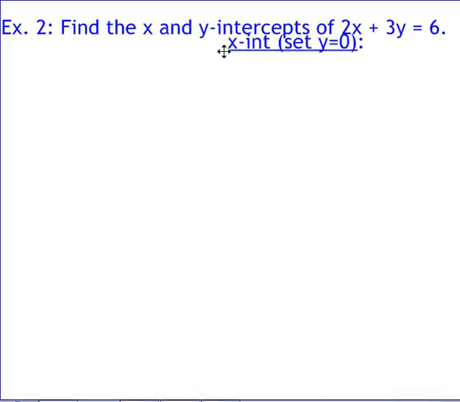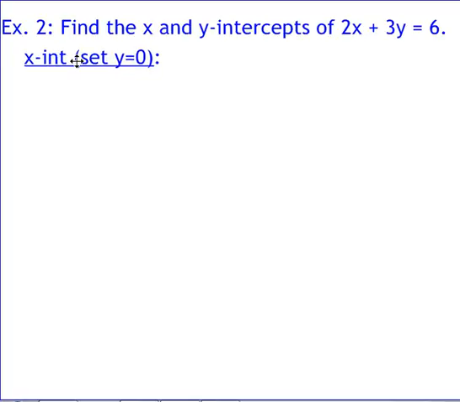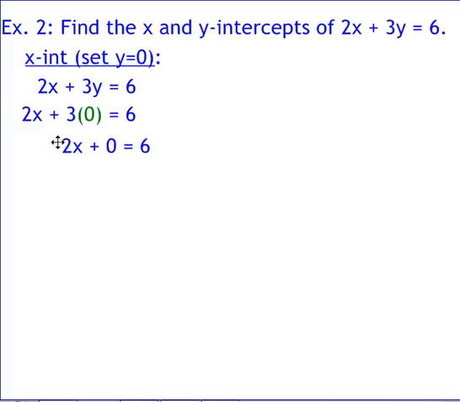So again, in order to find the x-intercept, we're going to set y equal to 0. Here's the equation that we're starting with. We're going to substitute 0 in for y. Now 3 times 0 is just 0. 2x plus 0 is just 2x. We still have 6 on the right side. And now we need to solve for x. We can divide both sides by 2 and get x equals 3.